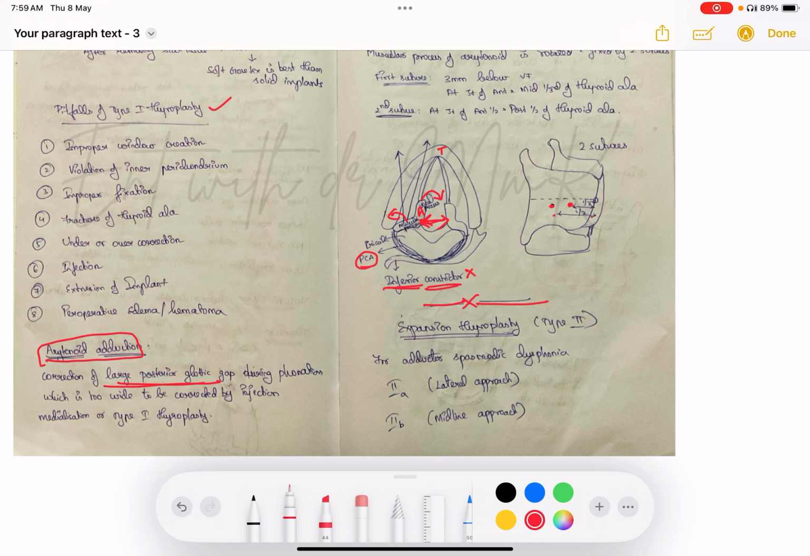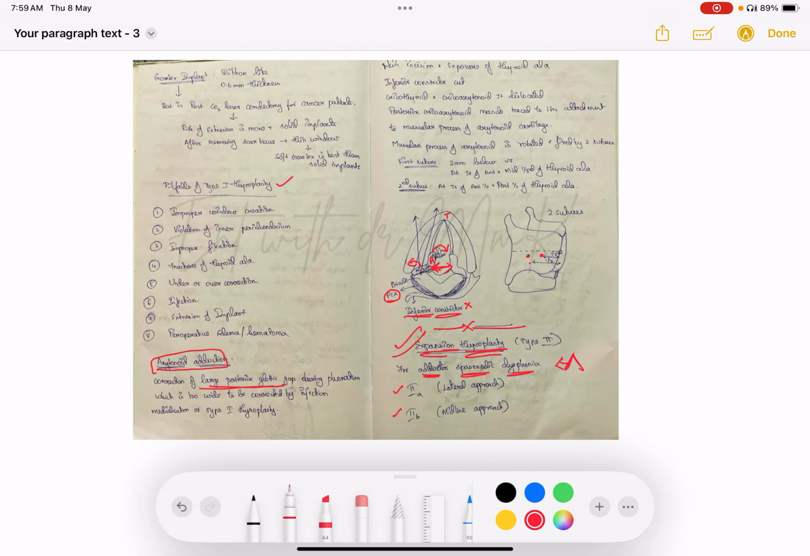Okay, now let us go for type 2 thyroplasty. What is type 2 thyroplasty? We already discussed it is lateralization thyroplasty. So we are going to lateralize the vocal cord. Okay, this is done in adductor spasmodic dysphonia. It has two approaches, lateral approach and the midline approach.